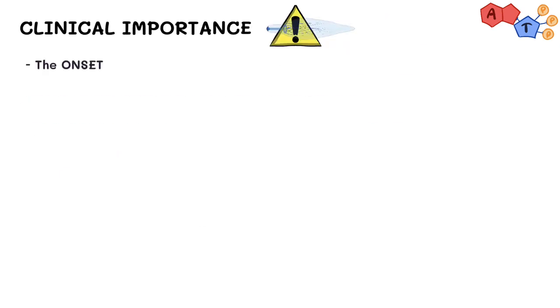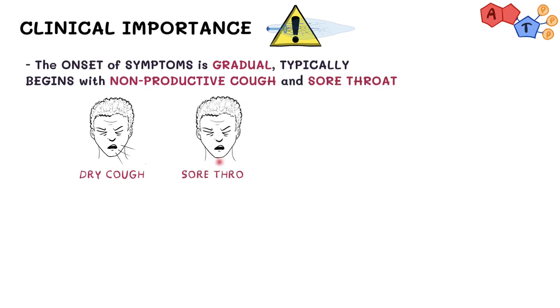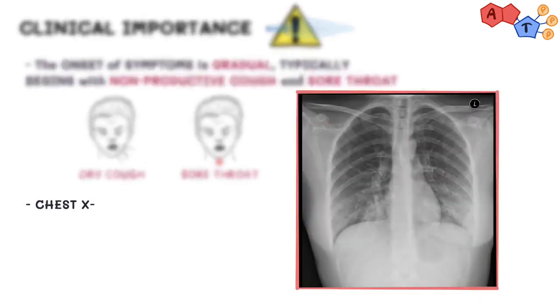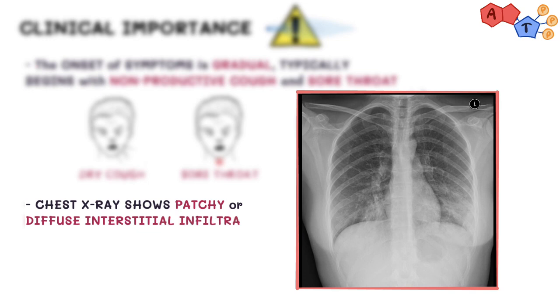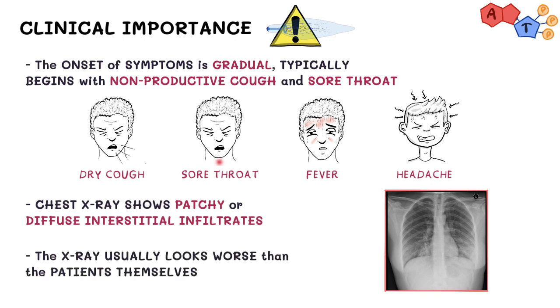The onset of symptoms is gradual, typically beginning with a non-productive cough and sore throat. Small amounts of whitish, non-bloody sputum are also produced. Constitutional symptoms of fever, headache, malaise, and myalgias are pronounced. Chest x-rays of these patients show patchy or diffuse interstitial infiltrate, and it's noteworthy to mention that the x-ray usually looks worse than the patients themselves.